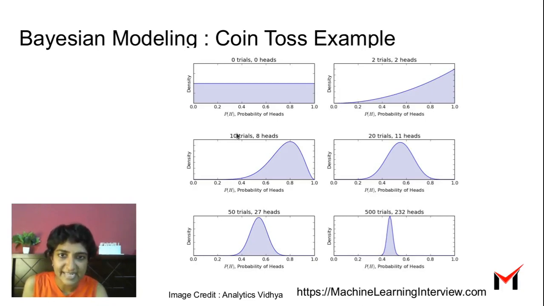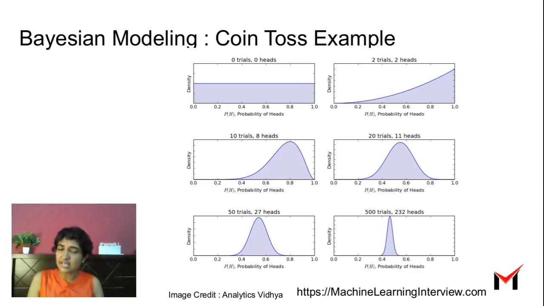Now, if you see 10 trials and 8 heads, I have this PDF which is peaking at 8 by 10, right? And if I have 20 trials, it is peaking at 11 by 20, where 11 is probably the number of heads here. And if I see 50 trials, this is what I see. If I see 500 trials with 232 heads, it's peaking somewhere around 232 by 500, around that place.